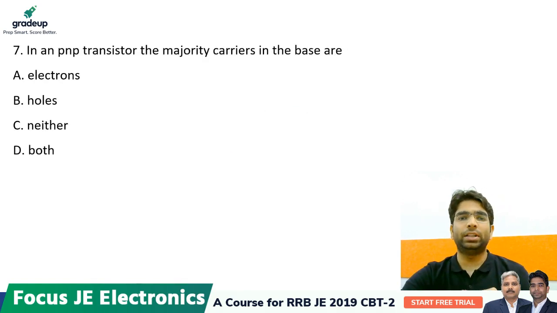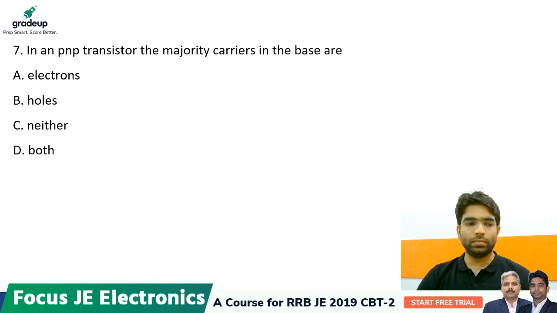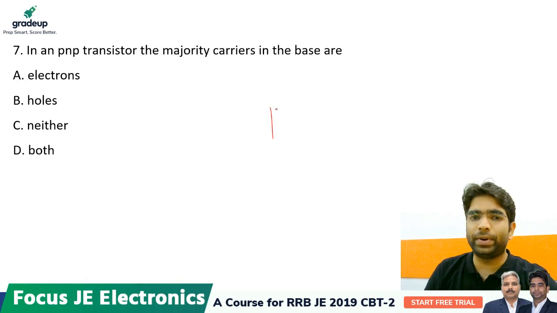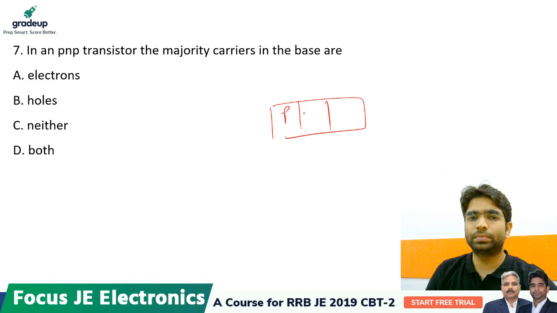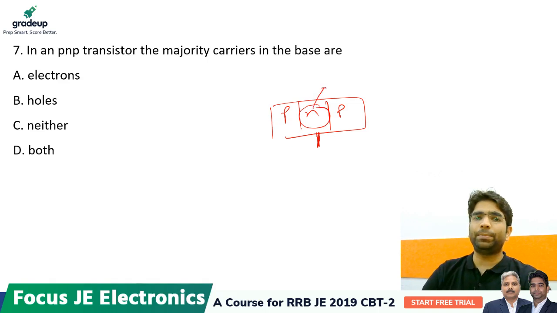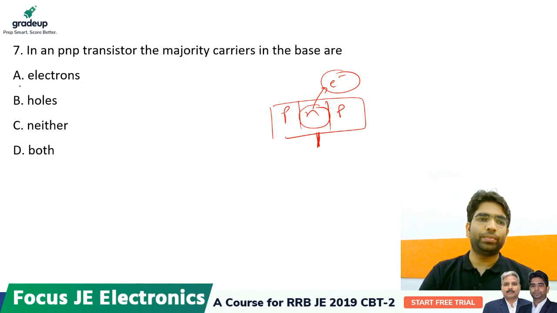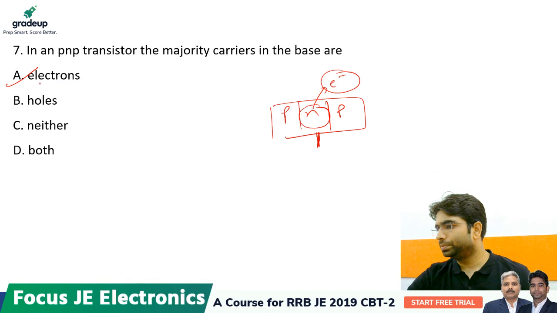In a PNP transistor, the majority carriers in the base are, my dear friends, in a PNP transistor, the base is N-type. N-type means electrons are the majority carriers. So the majority carriers in the base are electrons. That is the correct option.